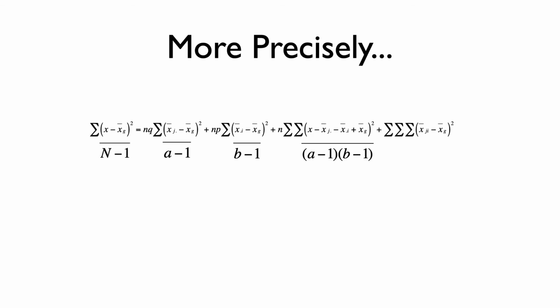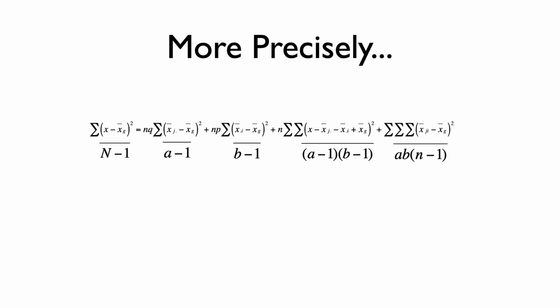Turns out that we have A minus 1 times B minus 1 degrees of freedom for the interaction. Now for the sum of squares error, within each cell we have n minus 1 degrees of freedom, little n minus 1, the number of observations in a cell minus 1. And we have A times B cells. So it's A times B times n minus 1.